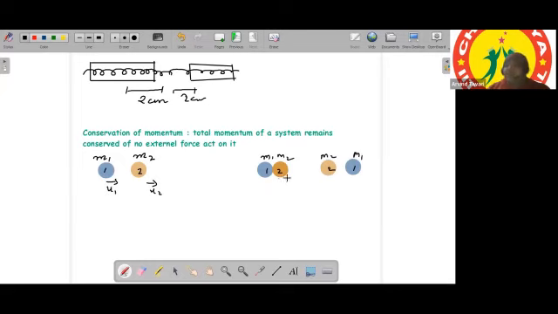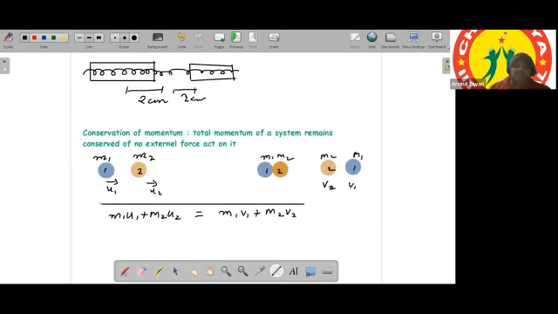Here they collide with each other. After collision, they move with some different velocities. Let us say m2 moves with velocity v2 and m1 moves with velocity v1. So the initial momentum of this system will be equal to m1 u1 plus m2 u2, and it should be equal to the final momentum, which is m1 v1 plus m2 v2. So this statement for the conservation of momentum should be remembered, that the total initial momentum is equal to the total final momentum.